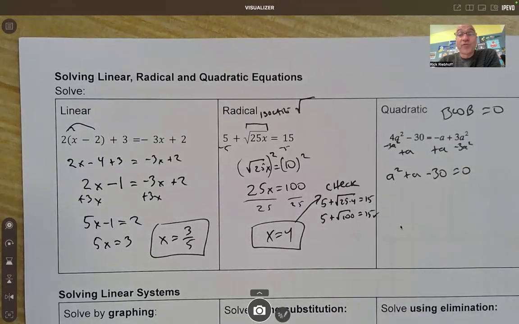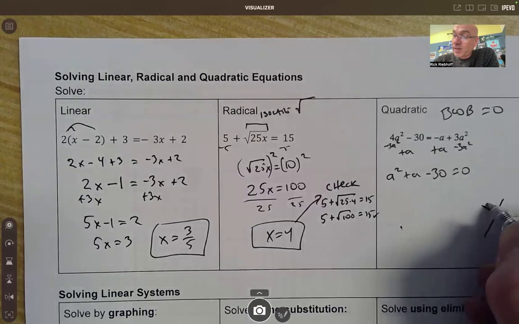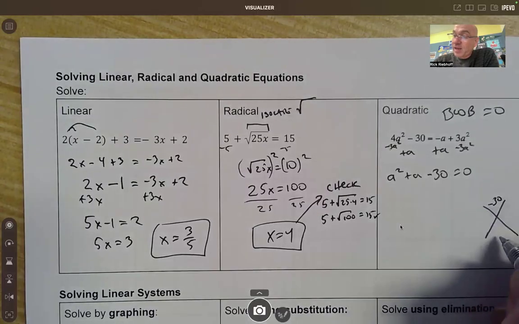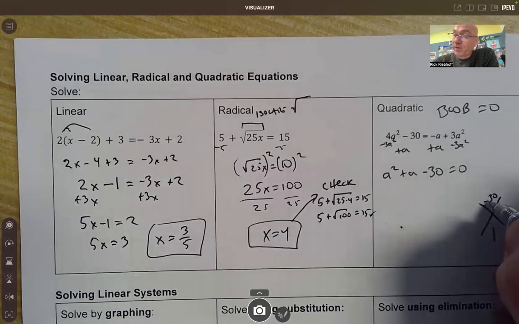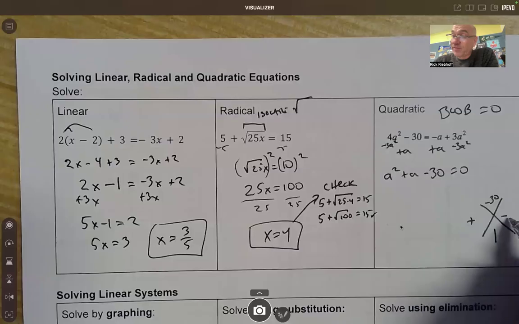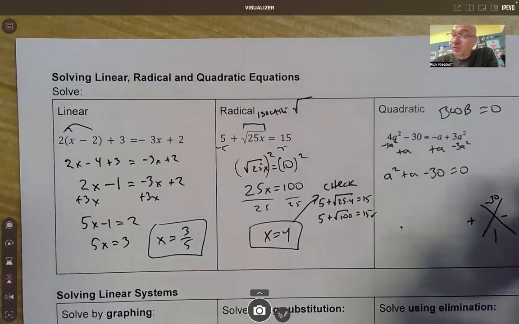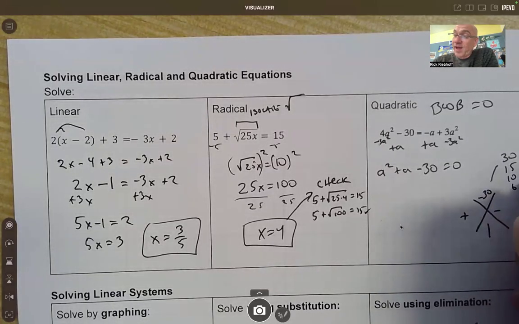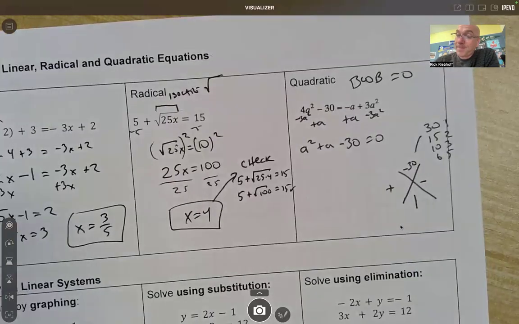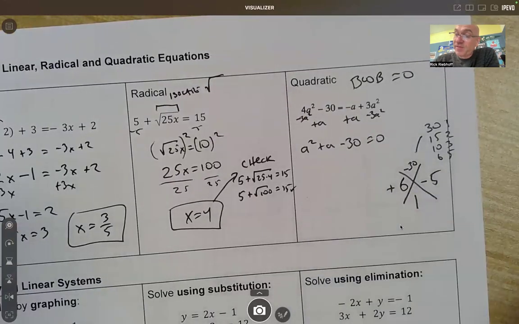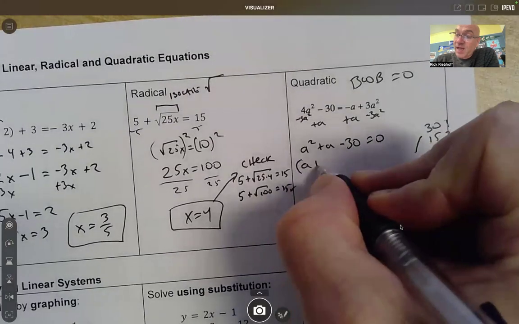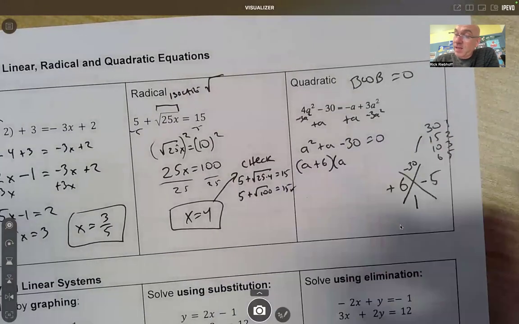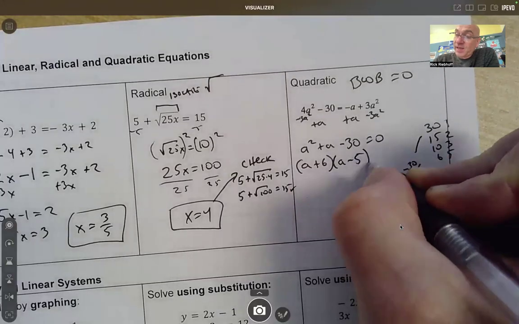All right, now I need to factor, right? So what times what is -30 and adds up to 1? To do that, we have to have a plus and a minus. So a positive and a negative that multiply to 30 but add up to 1. Options are 30 and 1, 15 and 2, 10 and 3, 6 and 5. Any of those look good? Yeah, 6 and 5, right? So 6 and 5 were the ones that work. So this is a plus 6, a minus 5, and that equals 0.